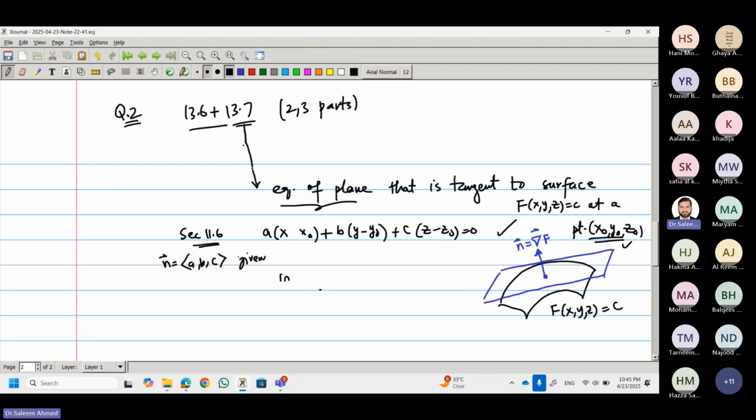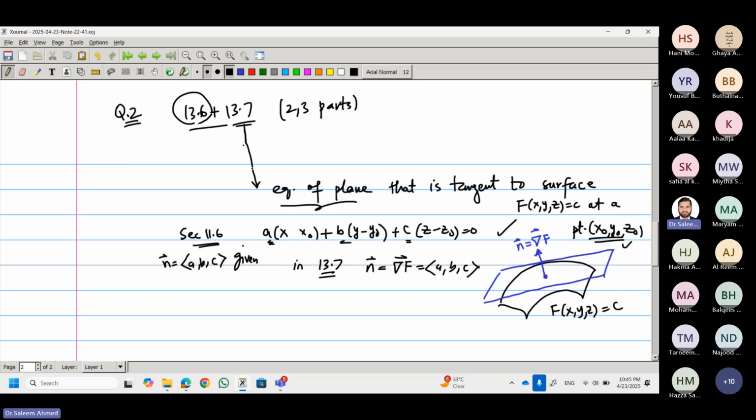So this is given. In 11.6, it was given. In 13.7, your n will come from f by using the gradient. So this gradient will be my ABC. This is the problem: ABC comes from the gradient. That's why I left a space.